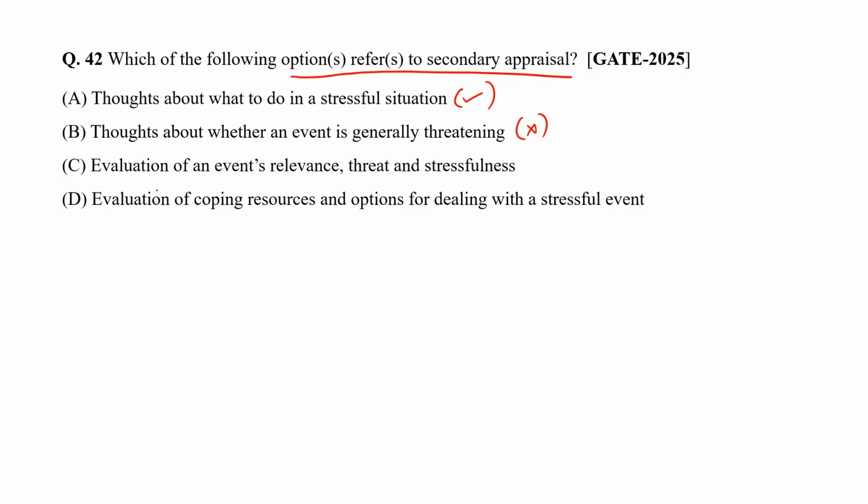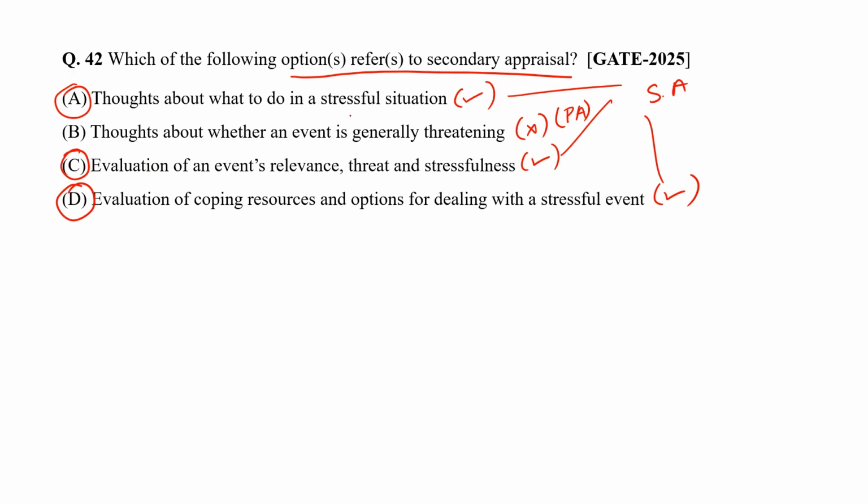Option C, evaluation of an event's relevance, threat, or stressfulness. Yes, we are evaluating how threatening an event is. Is it high or low? Option D, evaluation of coping resources and options for dealing with a stressful event. This is also yes. So here, these three options talk about secondary appraisal, and option B talks about primary appraisal. So in this multiple select question, the right answer is option A, option C, and option D.